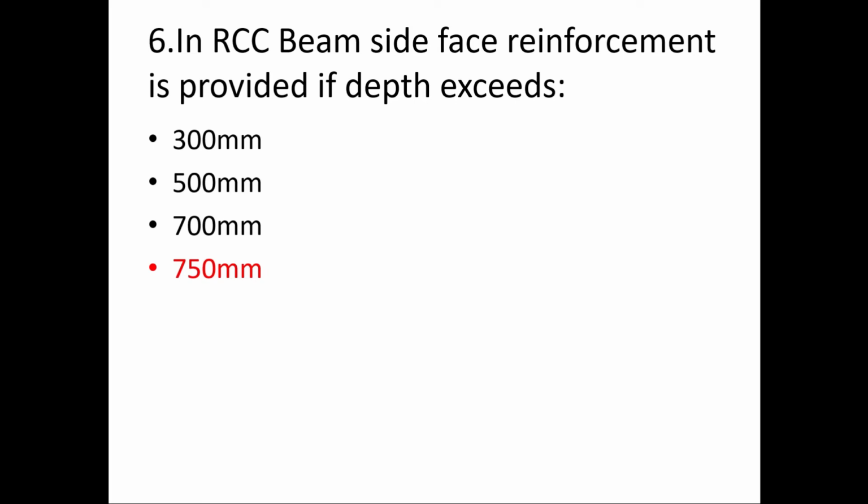In an RCC beam, side face reinforcement is provided if the depth exceeds what value? Side face reinforcement is provided when wider cracks may develop higher up in the web portion. To control that, side face reinforcement is provided along the two faces of beams with overall depth exceeding 750 mm. So option D is correct here, the depth exceeds 750 mm.